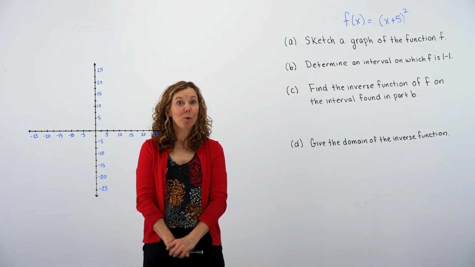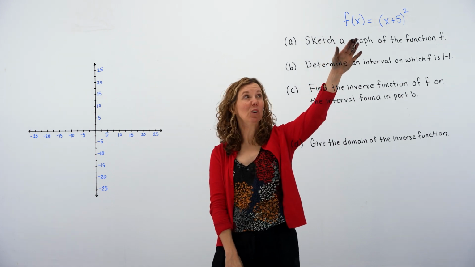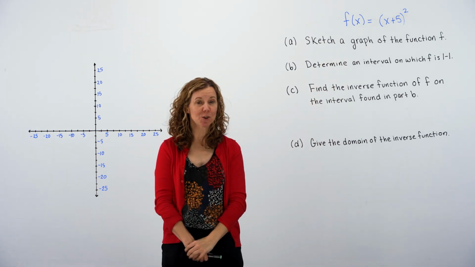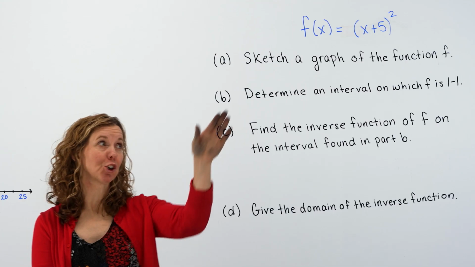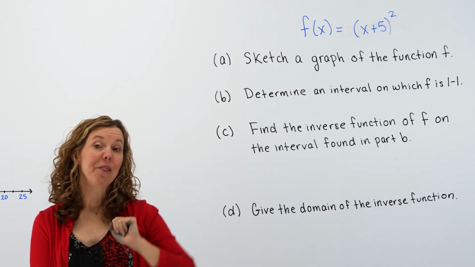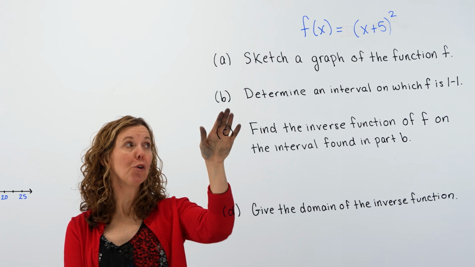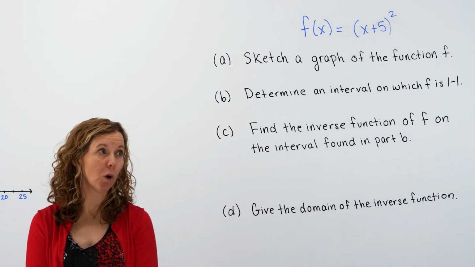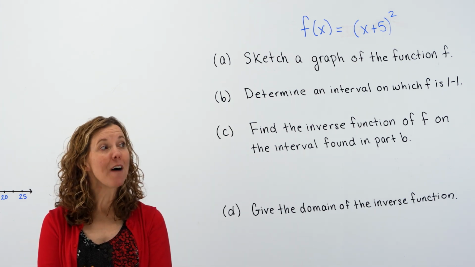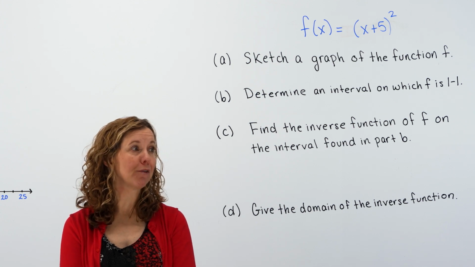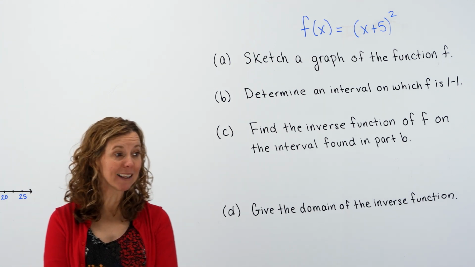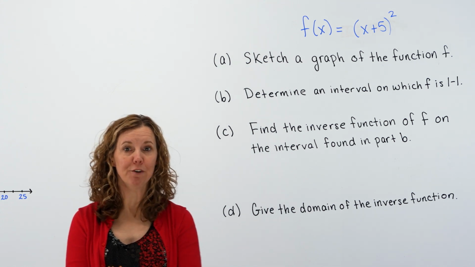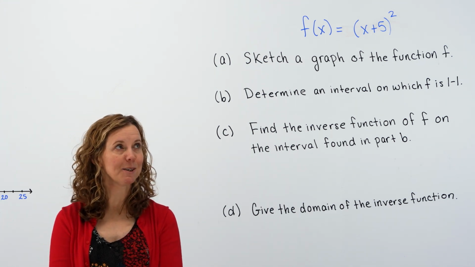In this problem, we're given the function f of x equals (x plus 5) squared. And we're asked to do the following. First, to sketch a graph of the function f. Then, to determine an interval over which the function is 1 to 1. And then to find the inverse function of f on that interval that we found in part B. And finally, to give the domain of that inverse function that we find.